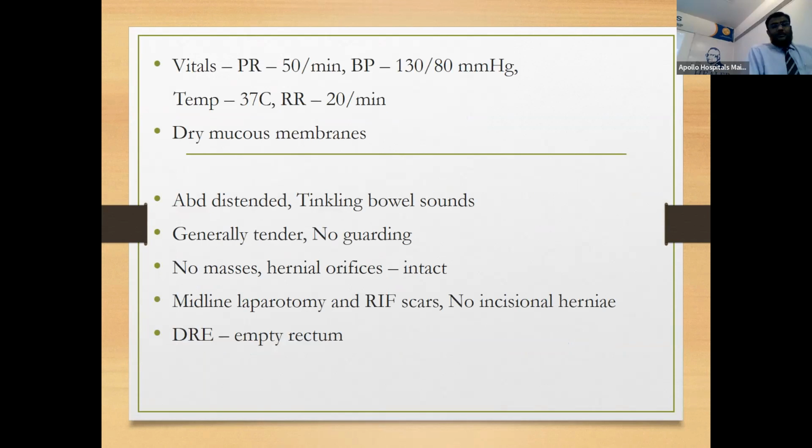Heart rate 50 per minute, probably because of beta blockers. BP normal. A bit dry. She's distended. She's got tinkling bowel sounds, generally tender, but no peritonitis. And as I told you, all these scars are there, but there is no hernia in any of those scars. Rectum is empty.